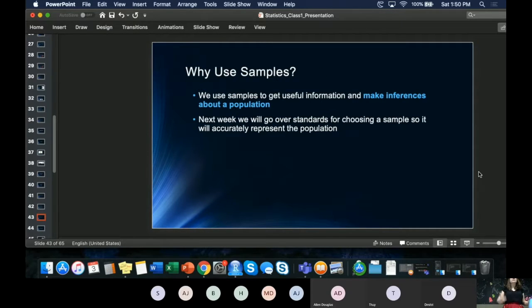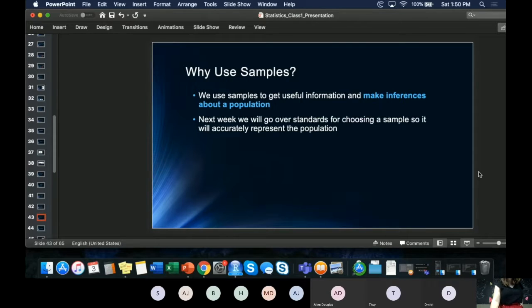So why use samples? Go ahead. They're going to have to figure out something else now. They want to call us on our cell phones. Yeah, I think some companies can do that and some can't, but it's harder to get that information, so you're losing people. And usually you're losing the people that can't afford a landline.